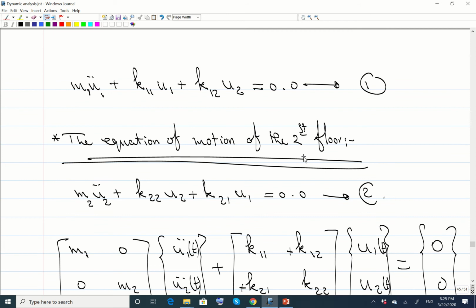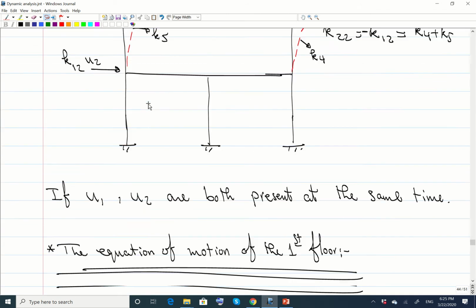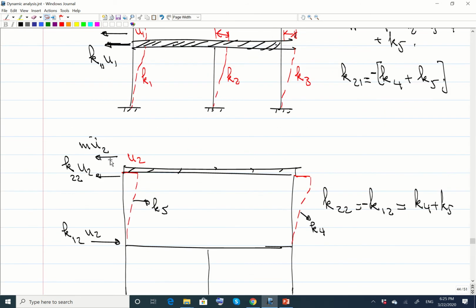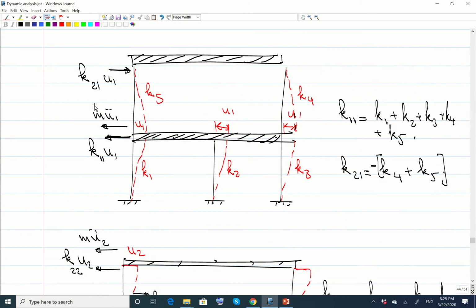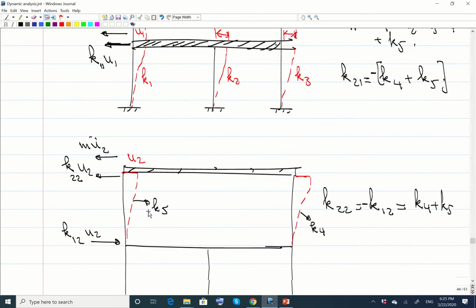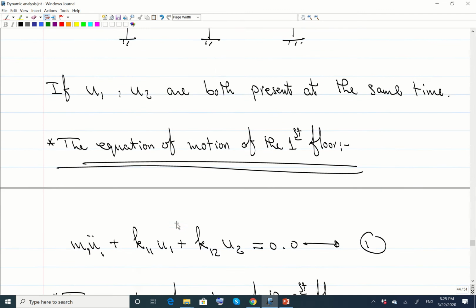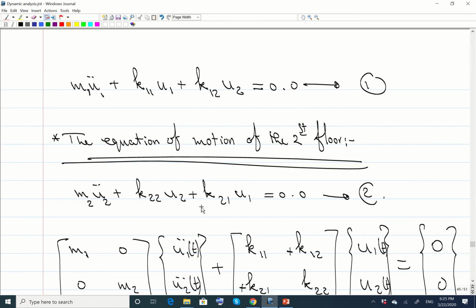For the equilibrium of the second story over here, you have k22 u2 plus m u2 double dot and k21 u1, okay. So those have to be 0. So the equation of motion for the second floor is m2 u2 double dot plus k22 u2 plus k21 u1 equals 0. So now we have those two equations.